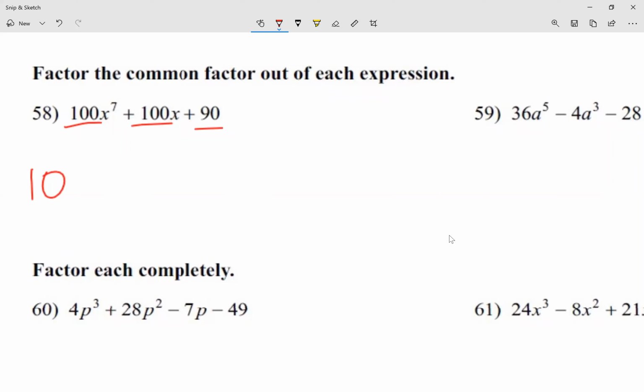Letter-wise, can I factor out a letter? In order for me to factor out a letter, they all have to have it, and I use the lowest exponent. Now, in this case, I cannot. So I'm just going to open my parentheses. I'm basically doing my distributive property backwards. Each of my numbers, let me divide it by 10. So inside, I'm going to have 10x to the 7th plus 10x plus 9. I divided each by, I mean by 10. Well, this is x to the 7th. Looks like a 2. That's it. I basically did the distributive property backwards.